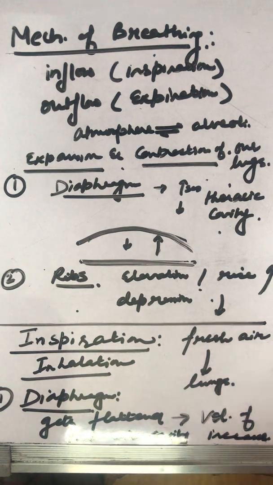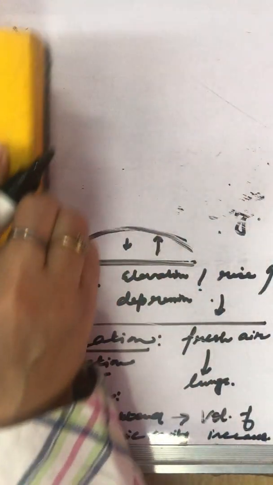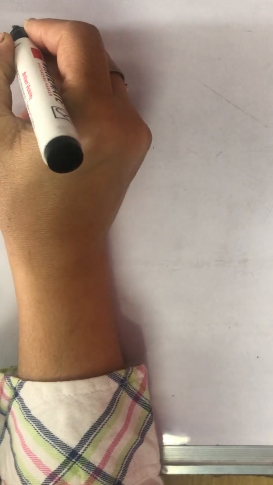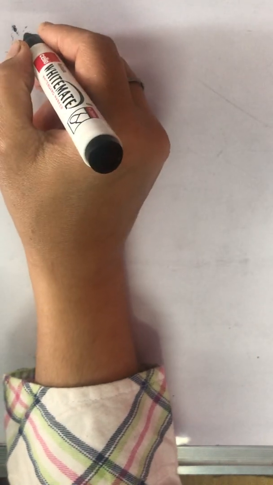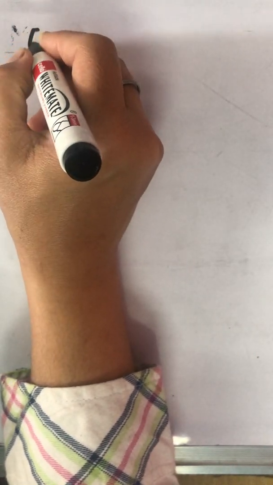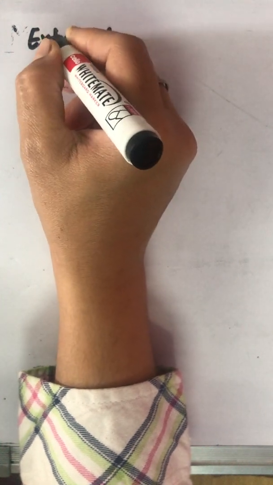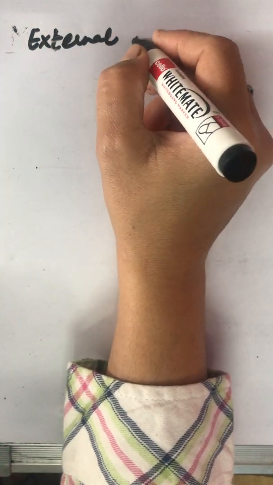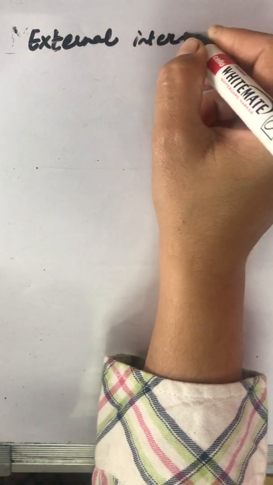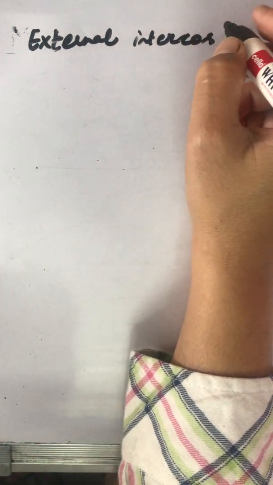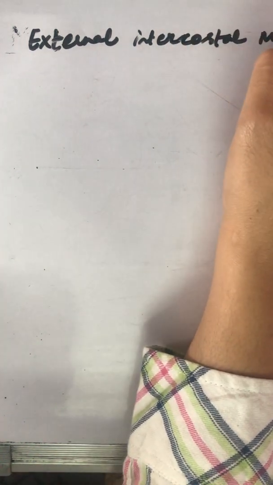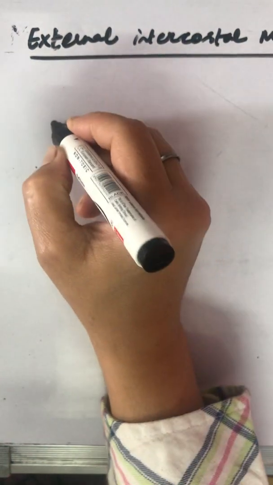Moving to the second point. The second point talks about the intercostal muscles. What are these intercostal muscles? See, we are talking about ribs, right? So ribs के अंदर आती हैं intercostal muscles, and these are lined up in an external position as well as internal position. External intercostal muscles. I'll show you how these are located.